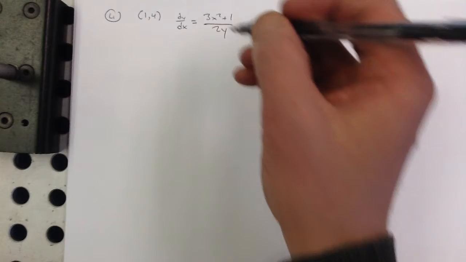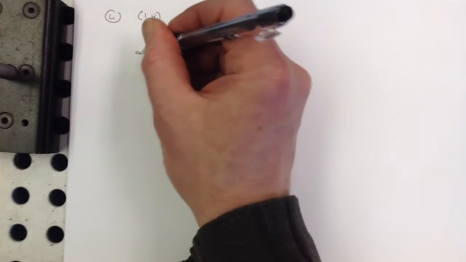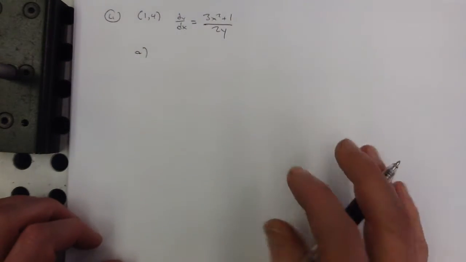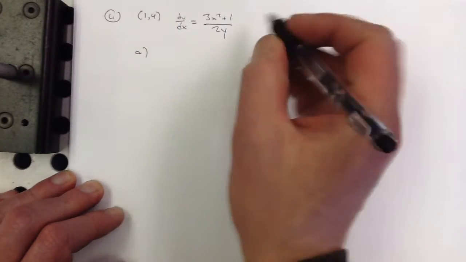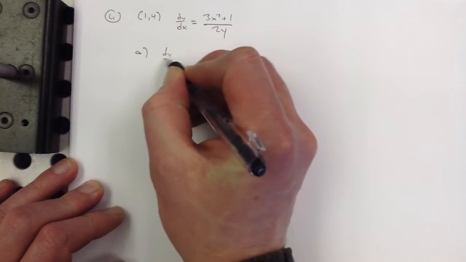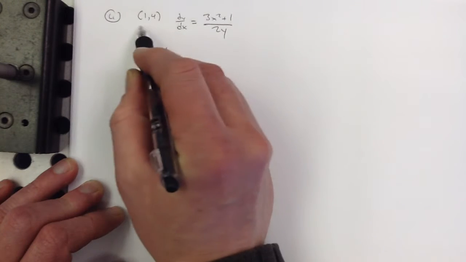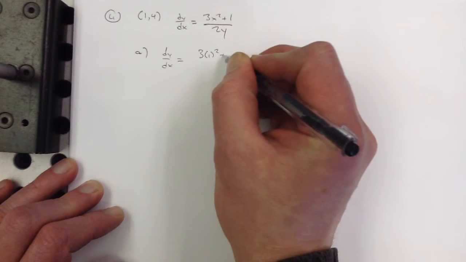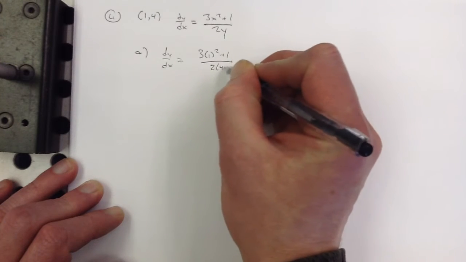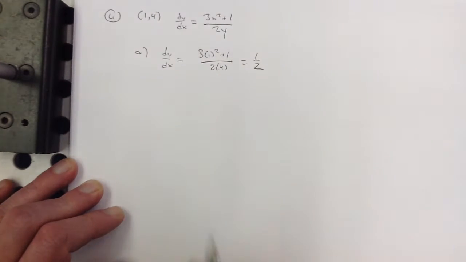That wasn't fair. All right, so in the first part, A, we're supposed to find the slope of f at the point where x equals 1. Well, that couldn't be easier. dy/dx, that's the slope function. We've got the point (1, 4). So that's 3 times 1 squared plus 1 over 2 times 4, which is 1/2.